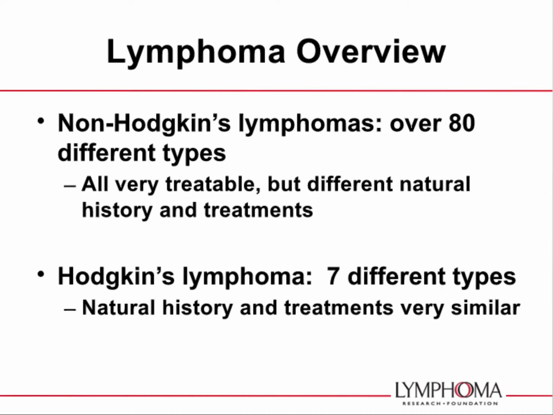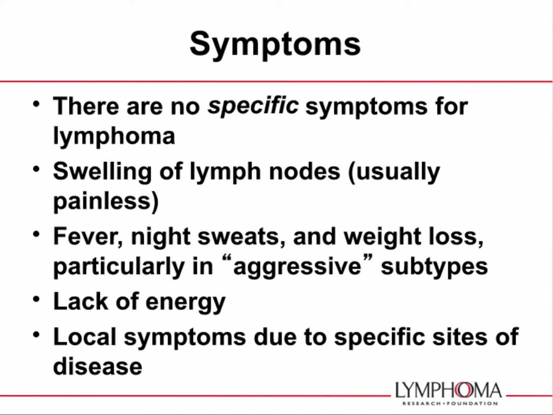Hodgkin's is less heterogeneous. There's 7 different types, as I'll talk about, and they're mostly treated the same and viewed the same. There's maybe 1 or 2 slight differences in terms of those subtypes. What about symptoms? You know, there really are no specific symptoms.